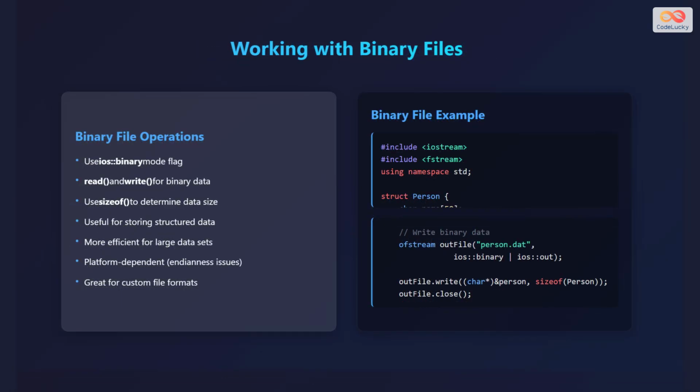Binary files store data in its raw, unformatted form, making them efficient for storing structured data. To work with binary files, use the ios::binary mode flag when opening the file. Use the read and write functions for reading and writing binary data, and the sizeof operator to determine the size of the data being read or written. Remember that binary files are platform dependent due to endianness issues, but they're great for creating custom file formats.